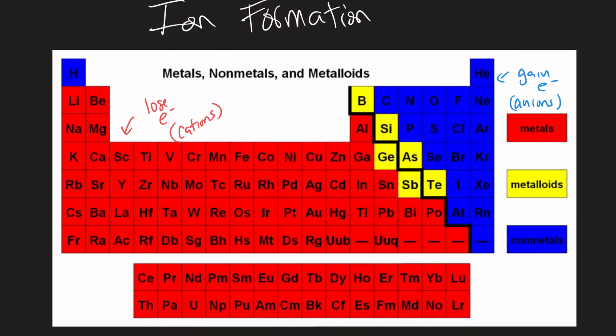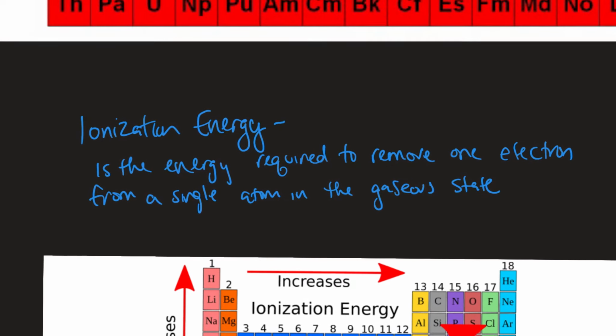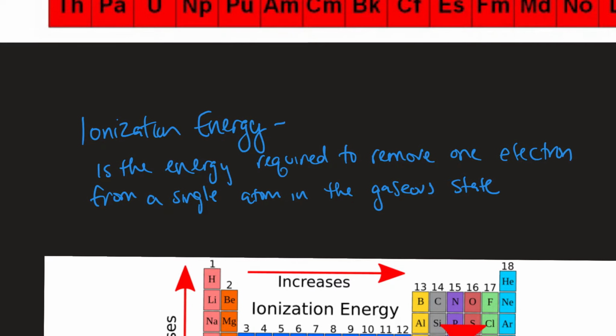Now, what about metals that tend to lose electrons, and what about nonmetals that tend to gain electrons? Well, there are two properties that we could look at. First, we're going to talk about ionization energy. Let's look at the definition. Ionization energy is the energy required to remove one electron from a single atom in the gaseous state. Typically, we're talking about removing electrons from the valence shell. So how much energy does it take to remove an electron from the valence shell?